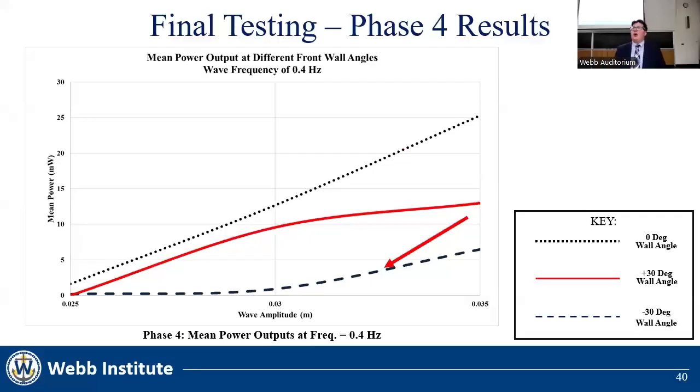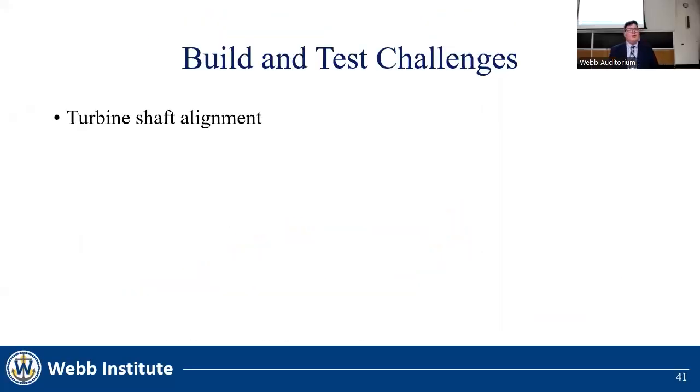However, it's important to note that it is possible that an angle between 0 and +30 degrees produces better results by balancing the increase in chamber volume, the increased chamber length, and the decreased forward wall depth for a net power gain. Before I get into the conclusions, I just want to touch on some challenges that were faced in the build and test portion of this thesis.